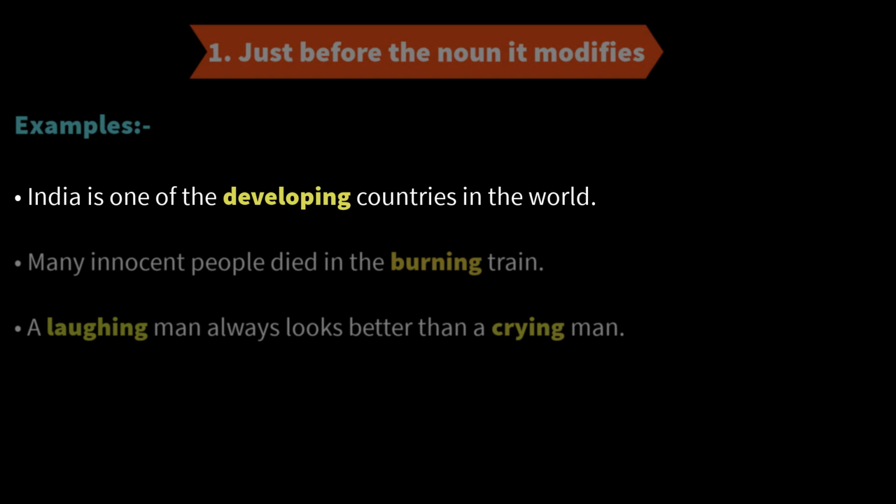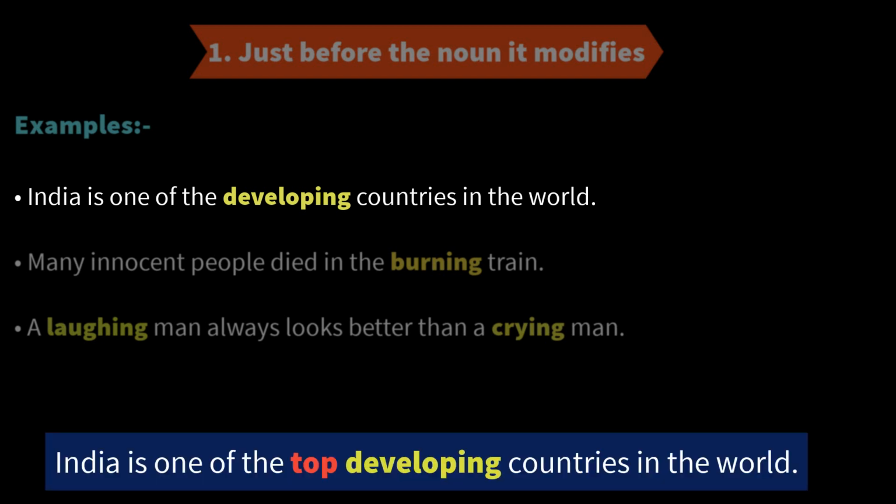You guys can also use an adjective before this present participle that's working as an adjective. Let me show you how. You can also say India is one of the top developing countries in the world.